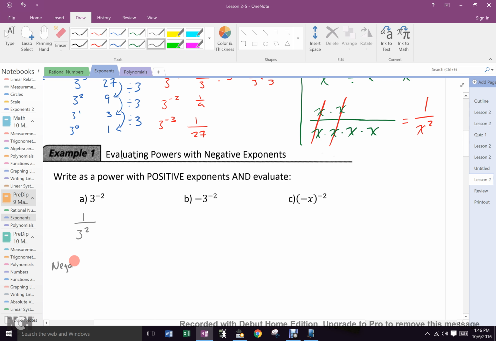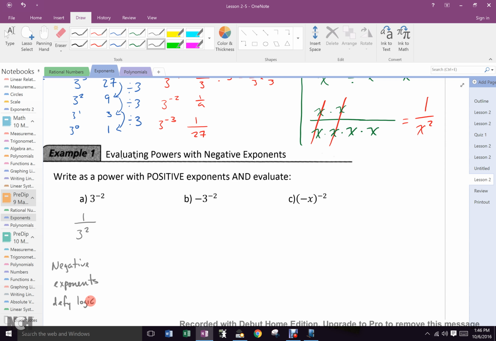Negative exponents defy logic, don't they? How can you multiply something by itself a negative amount of times? Right? It doesn't exist. So we can't ever have a negative exponent. If you see a negative exponent, it cannot be there. This is how we fix it.